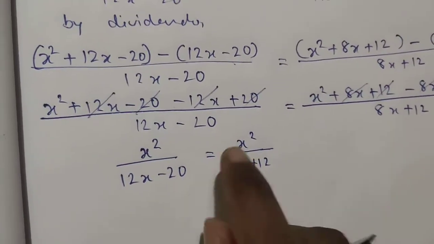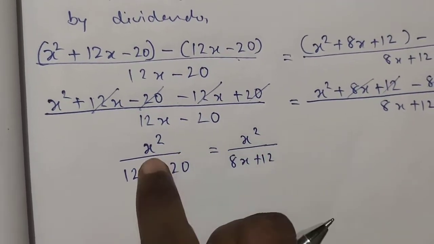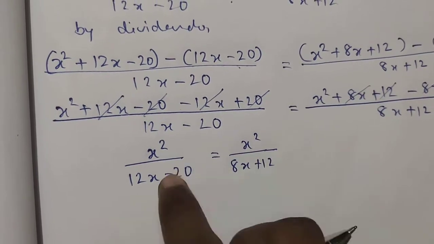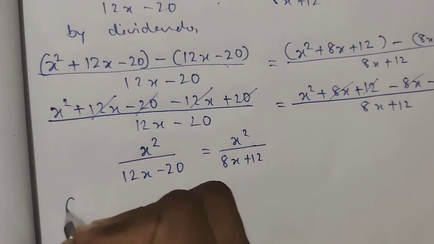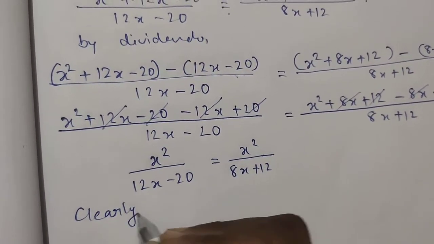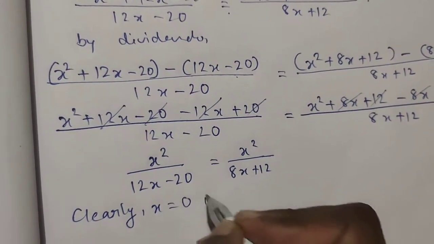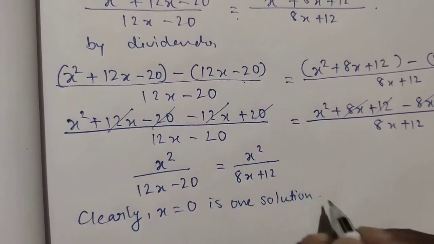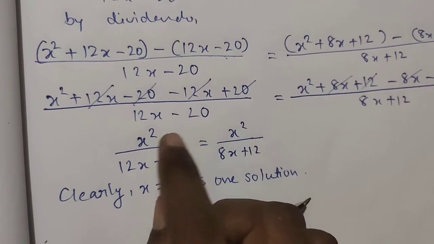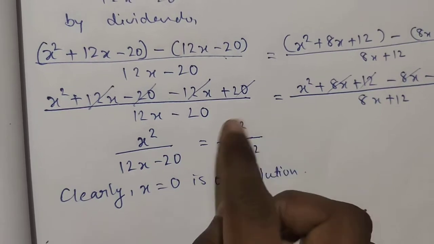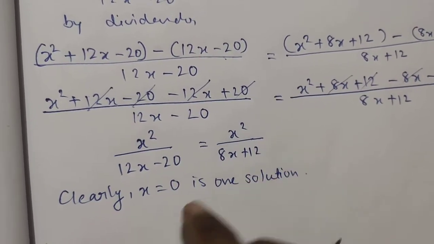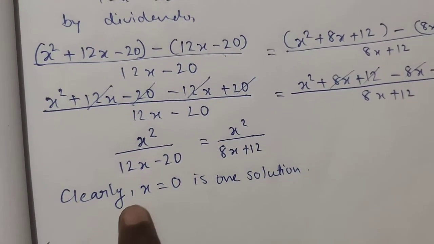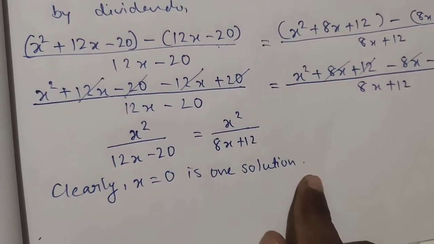Okay, now since in the numerator x is there, if you put x value 0, this equation is going to satisfy. So clearly I can say x is equal to 0 is one solution. Why? Because if you put x is equal to 0, you are going to get 0 here also and here also, and 0 equals 0. So x is equal to 0 satisfies this condition. That is why I have written clearly x is equal to 0 is one solution.